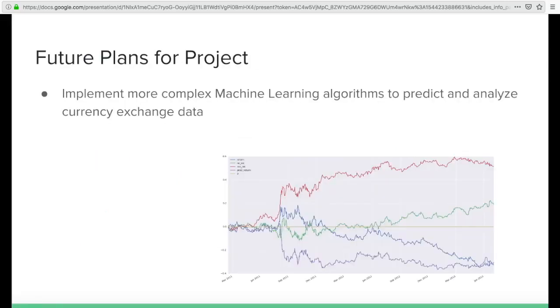And in the future, my plan for this project is to use machine learning algorithms to be able to predict the future rate, so I could take rates between euros and pounds and use them to predict what the rate would be in 2025.